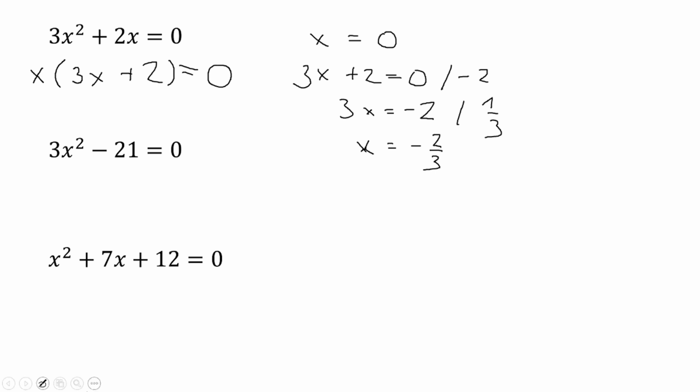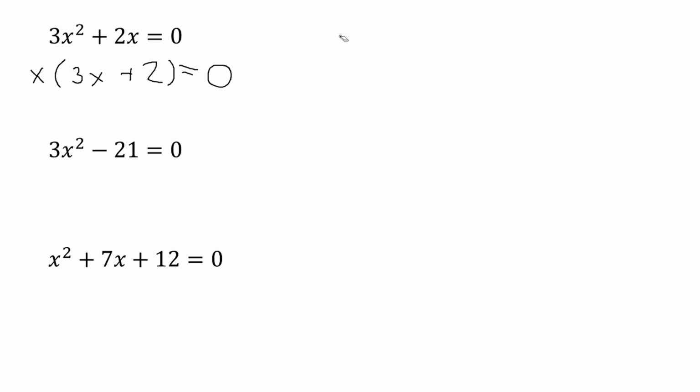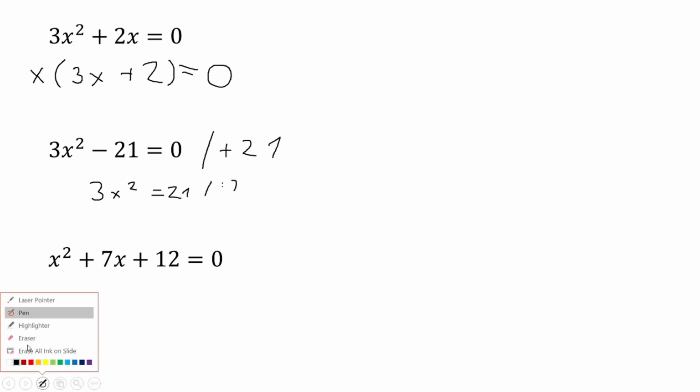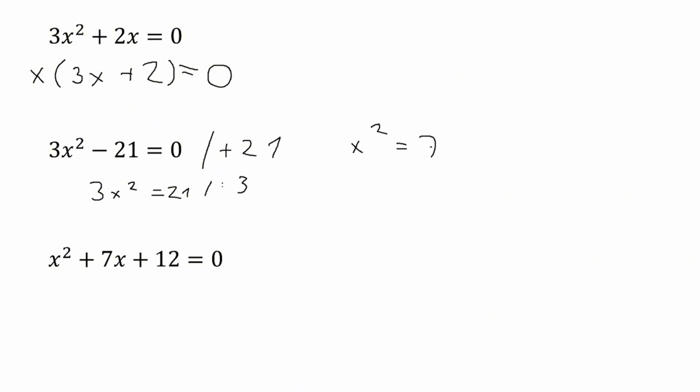The second type of equation you can come across is where we're missing the linear term. So essentially we're missing bx from the equation. In this case, it's rather easy to continue solving the equation. In this scenario, I would just add 21 to both sides. So that'll be 3x squared is equal to 21. Divide the whole thing by 3, and that gives x squared is equal to 7.